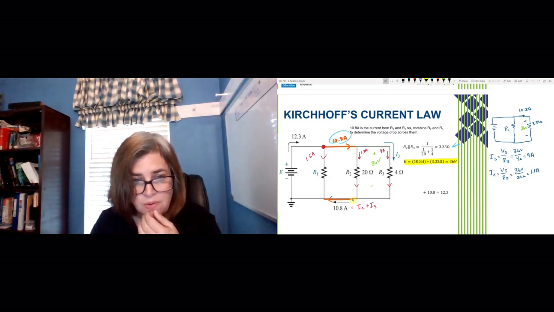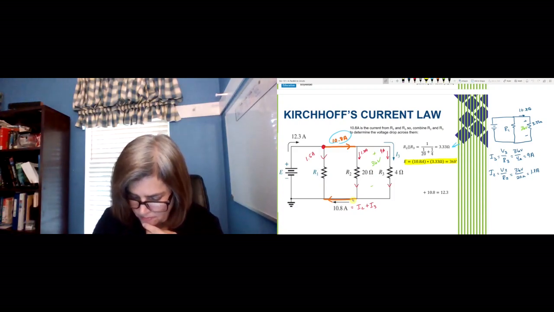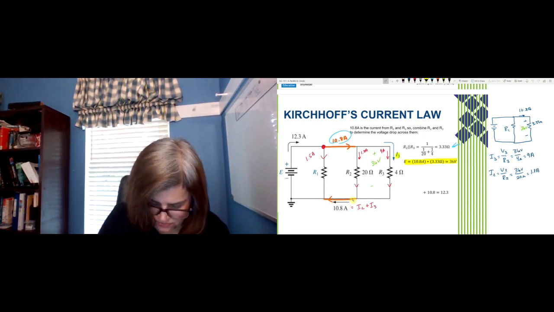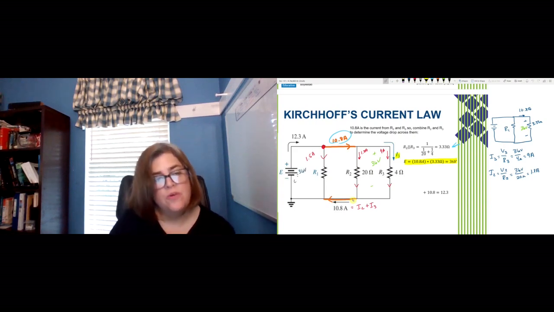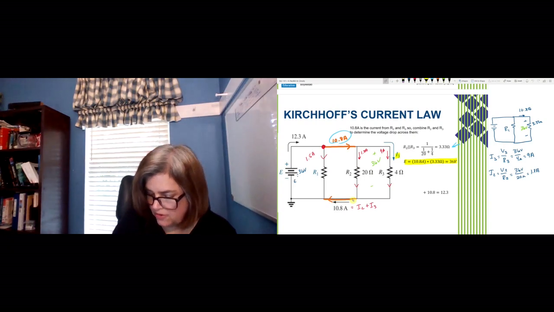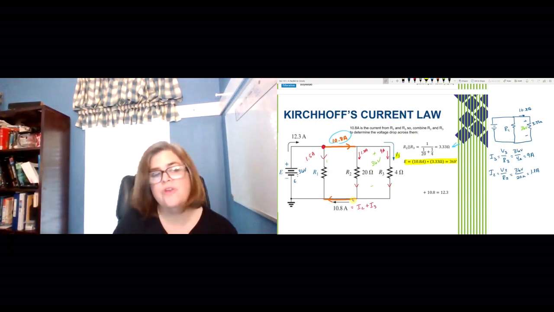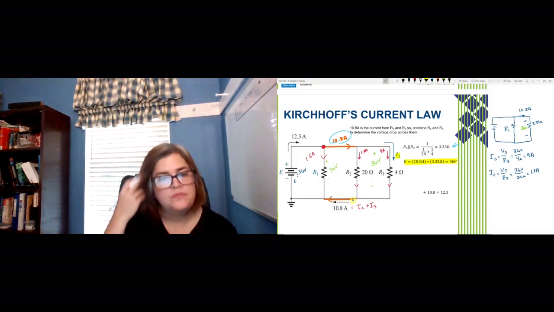All right, so we know I3. We have figured out I3. Now E is just going to be my 36 volts, right? Because the voltage source is in parallel with R1, R2, and R3. So I must have 36 volts across there and also across R1 right here.